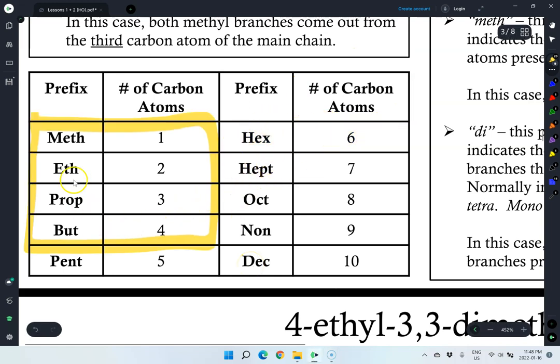The only big difference being the first 4 prefixes, instead of mono, di, tri, tetra, they're now meth, eth, prop, but. So methane has 1 carbon in its parent chain, propane has 3, while butane has 4. Some students use the phrase, monkeys eat peeled bananas, to help them remember meth, eth, prop, but, 1, 2, 3, 4 carbons.